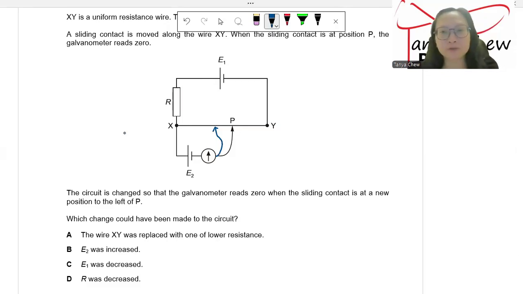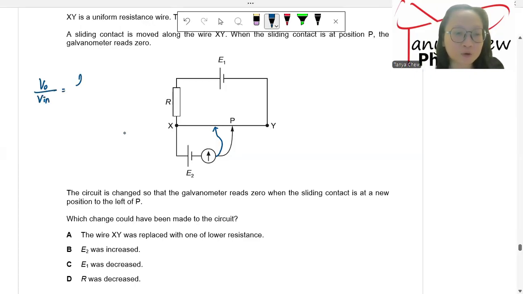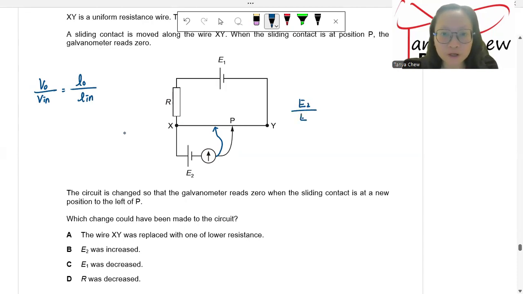Now, I am using the potential divider concept. V output over V input is equal to R output over R input, or length in this case. V out over V in is equal to length out over length in. This is a general equation of the potential divider that I will be using here. So I put E2 over E1 is equal to length out over length XY. Length XY would never change.